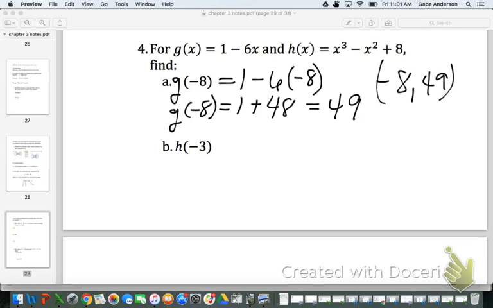B is very similar. It holds its own set of challenges. Brian, do you think you've got this? What do you got? Alright, so you plug in negative 3 for all the x. So would you tell me exactly what to write? Because the way you write it could make a difference. h of negative 3 equals negative 3 cubed minus negative 3 squared plus 8. Let's just pause right there. What do you guys think of that notation? Good or bad? Not good. Can I add some stuff in here that would make it good notation?